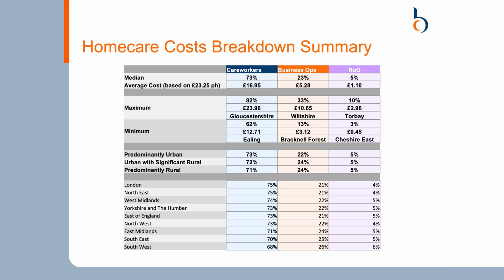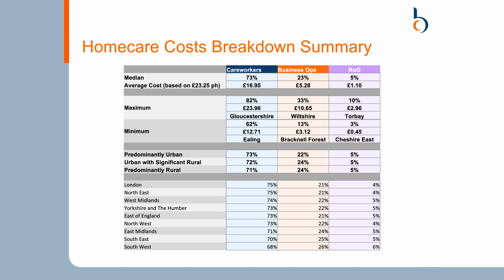And then on return on investment, if you're in Torbay, you're in luck, you're getting 10%, whereas you only get 3% in Cheshire East. And actually 3% is a fairly common figure. Most of it was 3 to 5%. There were very few which were as generous as Torbay at 10%.